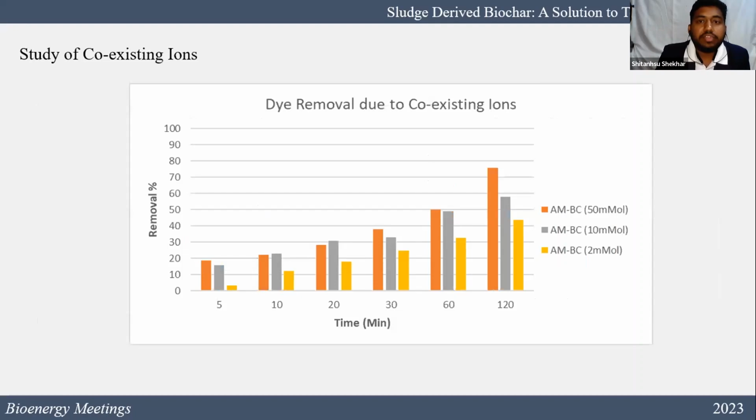And then we can study the coexisting ions also, like three different concentration solutions of NaCl, with the addition of a known amount of biochar in them, and then study the performance on the spectrophotometer. So what does it reflect? With the increase in time and with the higher concentration, 50 molar NaCl, it removes most of the dye from the solution.